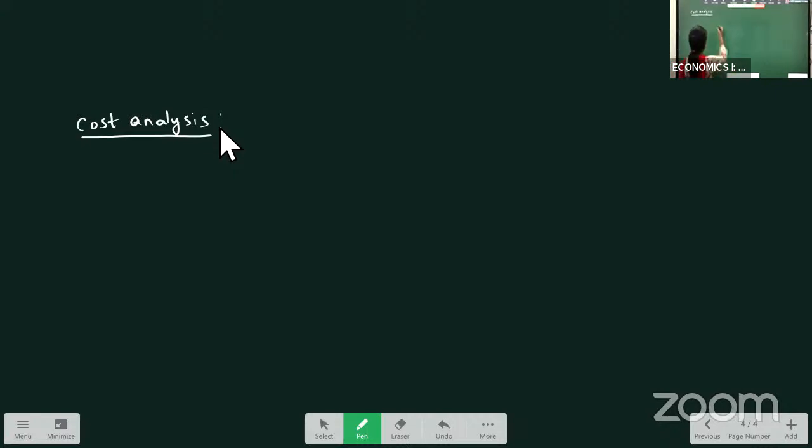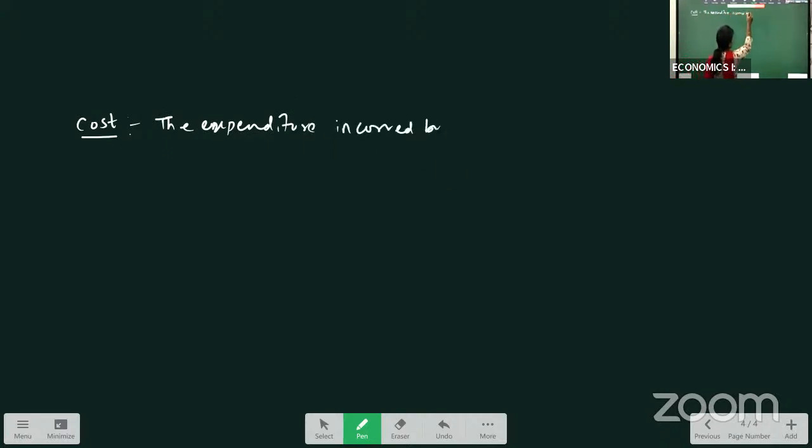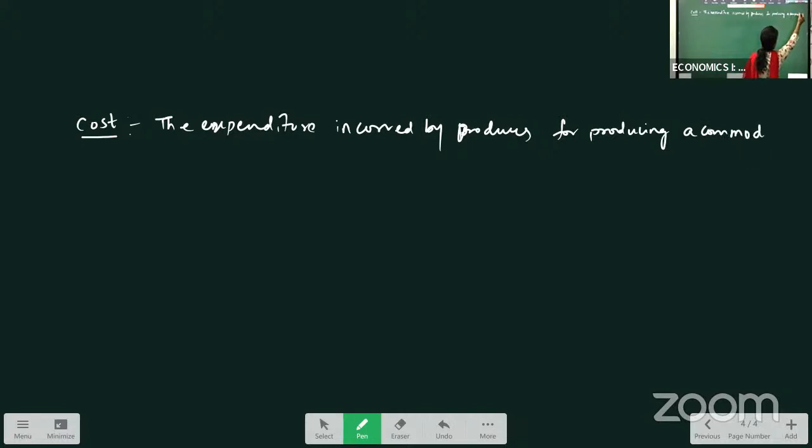Okay. So, what do you mean by cost? Instead of cost analysis, you write down what is cost. Cost is the expenditure incurred by the producer for producing a commodity. Expenditure on factors of production, expenditure on wages, the money spent on raw material, all comes under the cost.